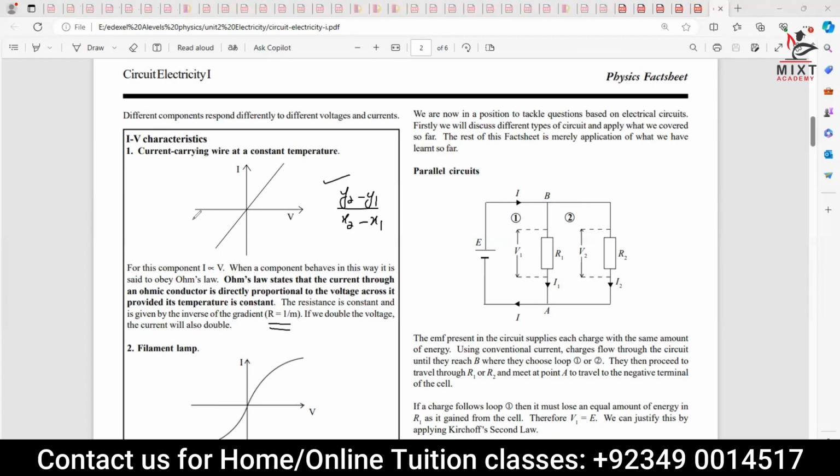Zoha, why is it equal to 1 over gradient? One quick thing, I want you to just talk to your academy. This is related to between you and your academy. Just talk to them. All right. Okay, let's move on further.